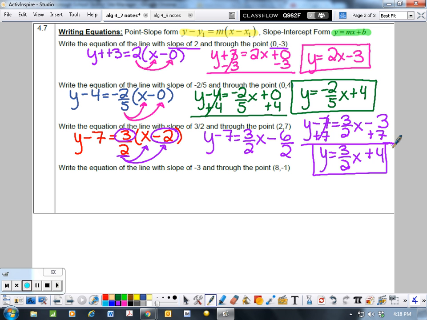Okay, so for our next one, y minus the y value of my point equals my slope times x minus the x value of my point. So first thing, take care of those double negatives. Then I distribute.